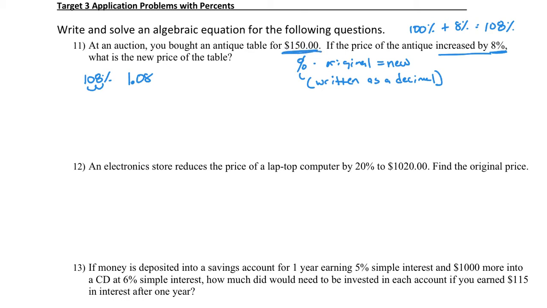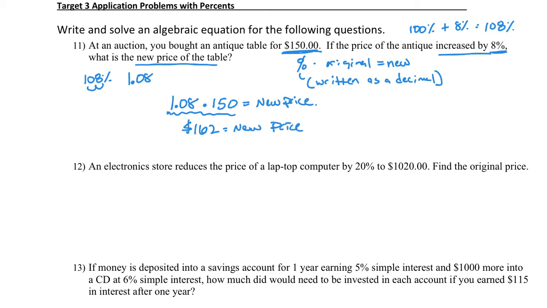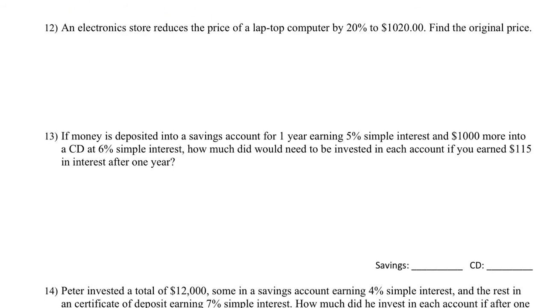150 is the original price. That's what we paid for it. We want to know what the new price is. So we're going to do 1.08 times 150 equals the new price. Well, we just type in our calculator 1.08 times 150, and we get 162 equals the new price. And put a $ sign on that. And there we go.